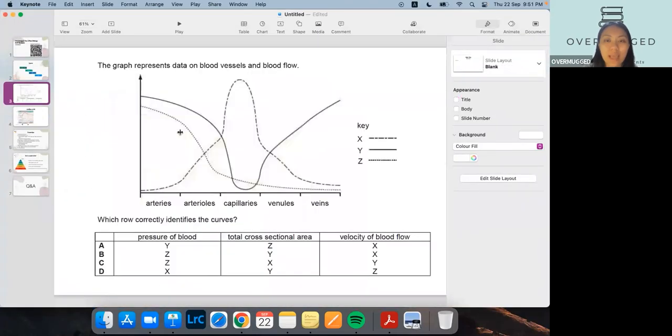Blood pressure is the highest in the artery and then keeps decreasing as it flows away from the heart. Just remember that. Blood pressure is the highest in the artery and decreases as it flows away from the heart. And this is how it flows: arteries to arterioles, to capillaries, to venules, to veins.